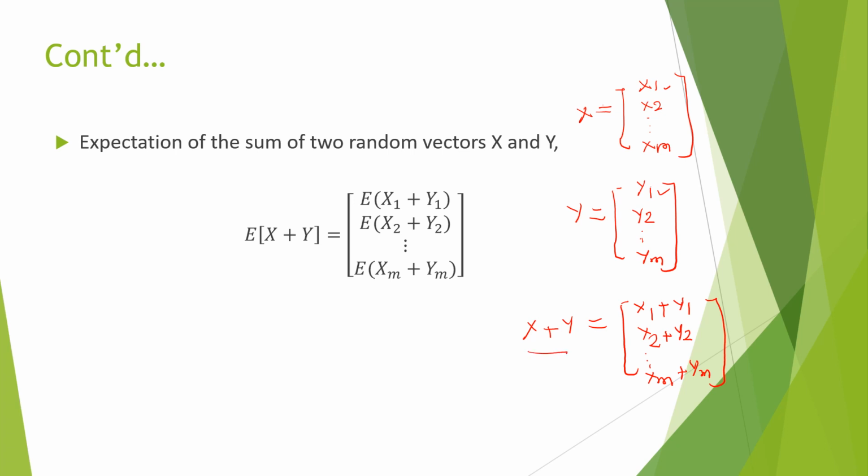Now to calculate expectation of X plus Y, take expectation of all individual elements. Then we get expectation of X plus Y. So the first element would be expectation of x1 plus y1, second element would be expectation of x2 plus y2 and so on, and the last element would be expectation of xm plus ym. So this way we are calculating the expectation of random vectors X plus Y.